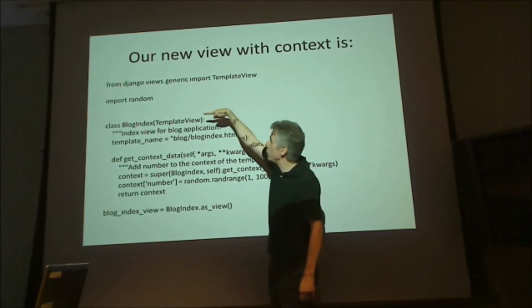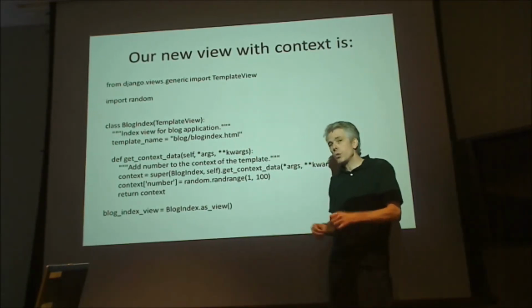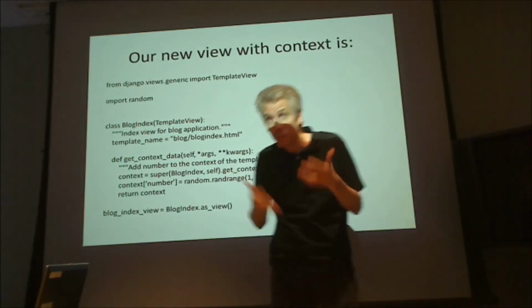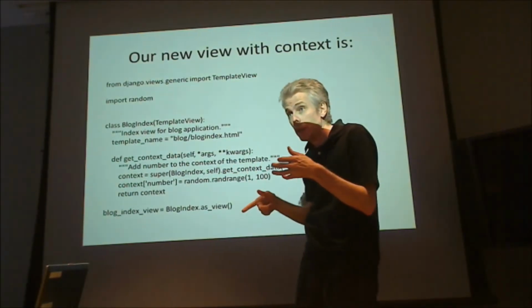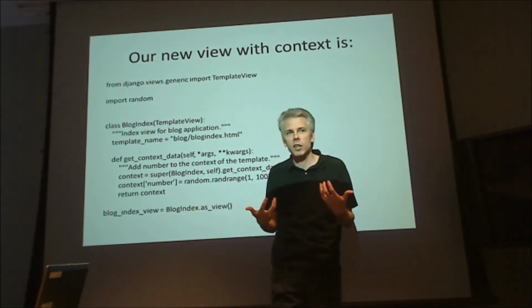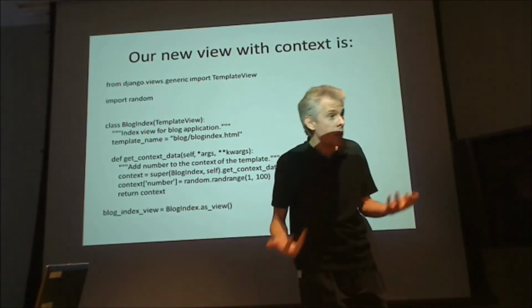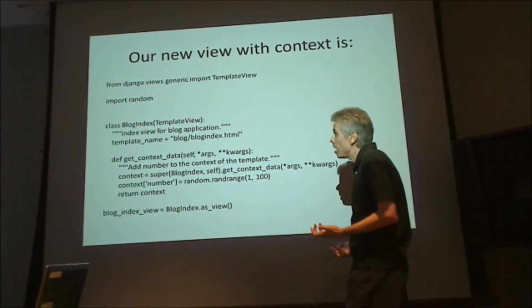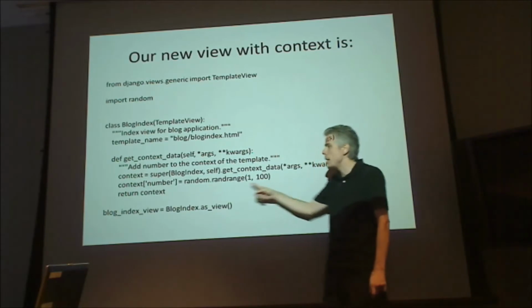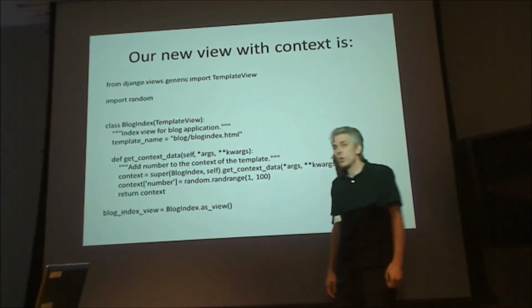So this is a template view. In order to cause a template into existence so I can look at that template, it renders it. When we render a template, we give it a context. In that context, it can have all kinds of things. But in this case, I want my context to have number and have that be a random number.